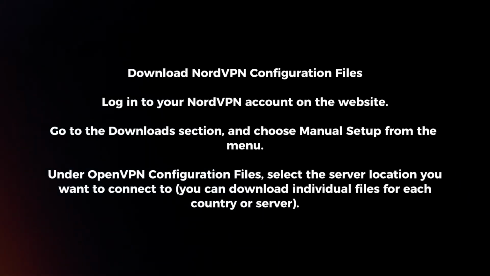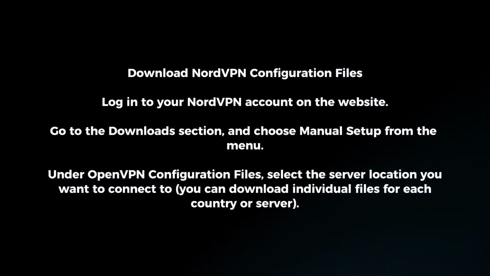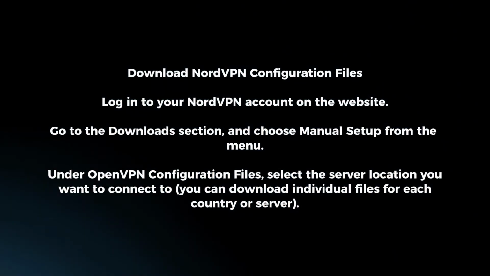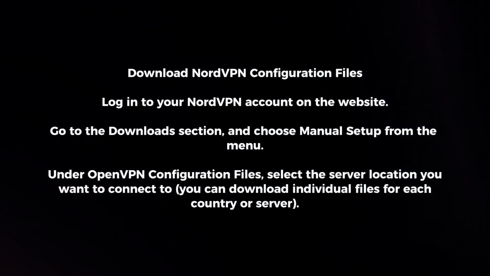Download NordVPN configuration files. Log into your NordVPN account on the website. Go to the download section and choose manual setup from the menu. Under OpenVPN configuration files, select the server location you want to connect to.